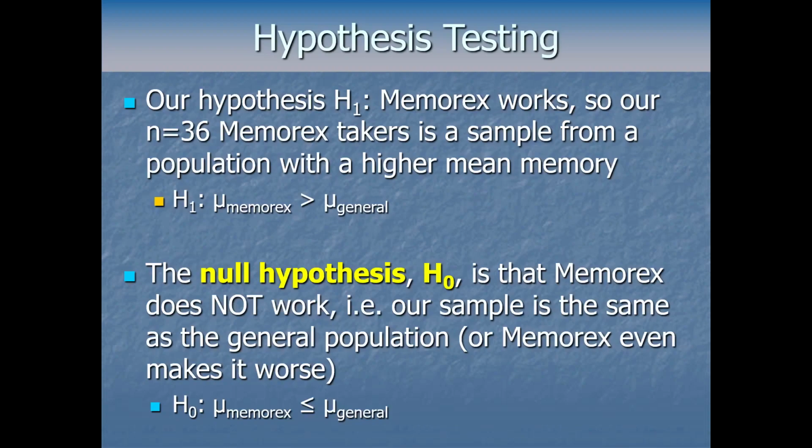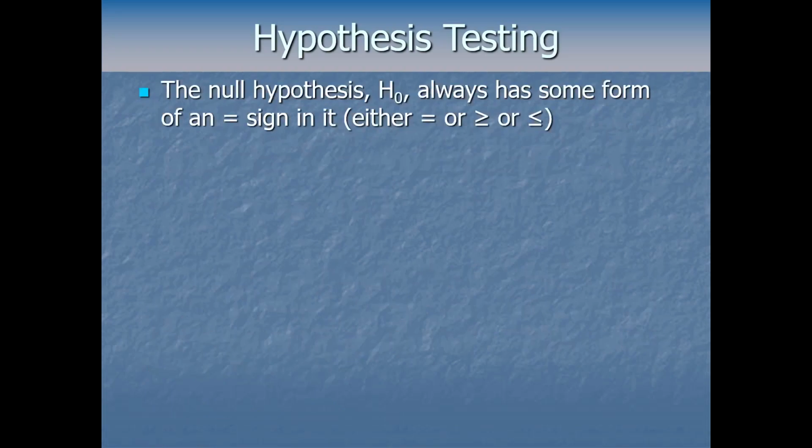It's the idea that Memorex doesn't work, that Memorex is no better than the general population. It's equal or could even be worse. That's the less than or equal to sign. Okay, so the null hypothesis will always have some form of an equals sign in it because it involves the possibility of no effect. Like in this case, that our Memorex group is equal to the general population, but it could also have a greater than or equal to sign or a less than or equal to sign as long as it has the equals somewhere in the null hypothesis.